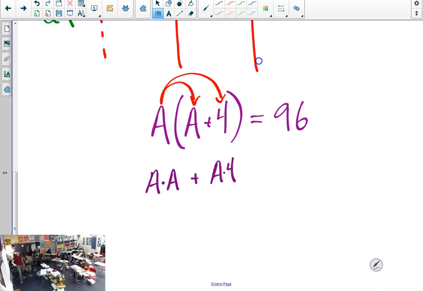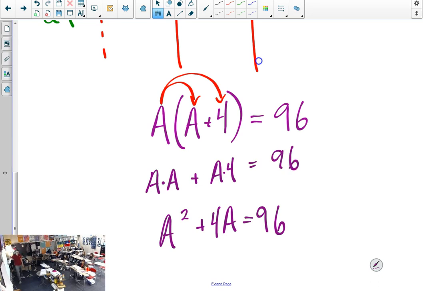Now we end up with a squared plus 4a equals 96. Holy cow. Wow. Do we know how to solve a situation like this? We do not know how to solve a situation like this. And that's okay. You will. I just wanted to show you guys this. We followed the process that I keep telling you always works, that algebraic process. This will work. You guys just don't know how to solve it right now.